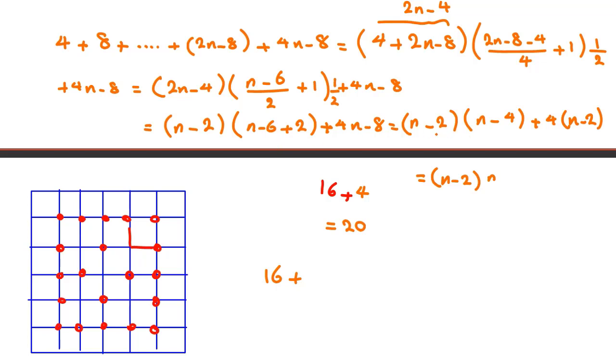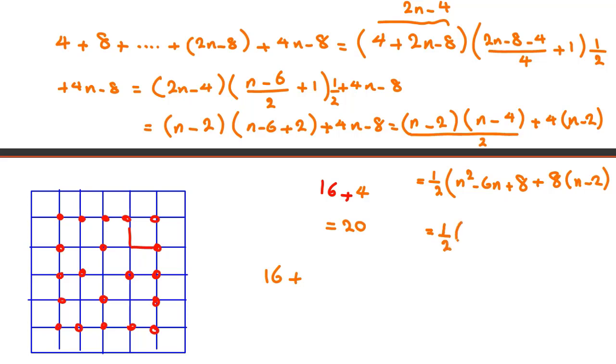So it will be this. It will be 1/2 here. So if we calculate it now, it will be what? It will be 1/2 times here n squared minus 6n plus 8 plus here it's 4 times, because we factored a common denominator 2, 8 times n minus 2. And if you simplify, it will be 1/2 n squared minus 6n plus 8n plus 2n. 8 minus 16 is minus 8.